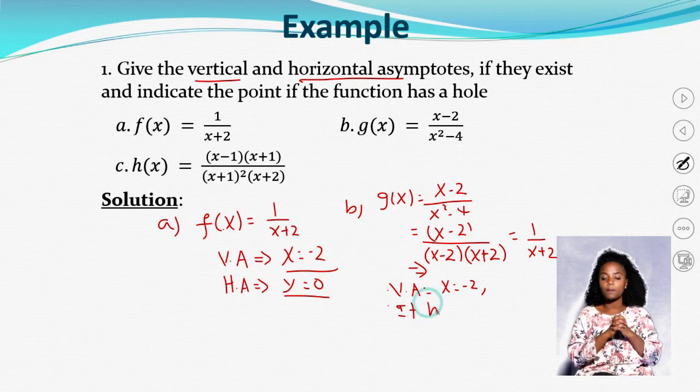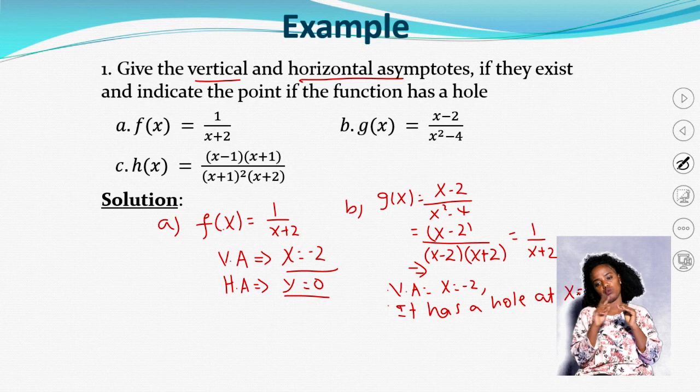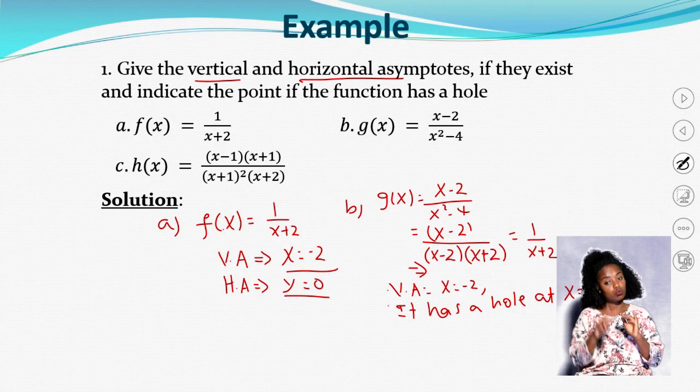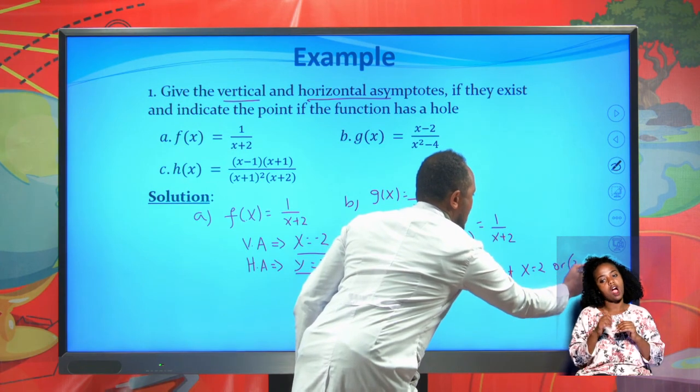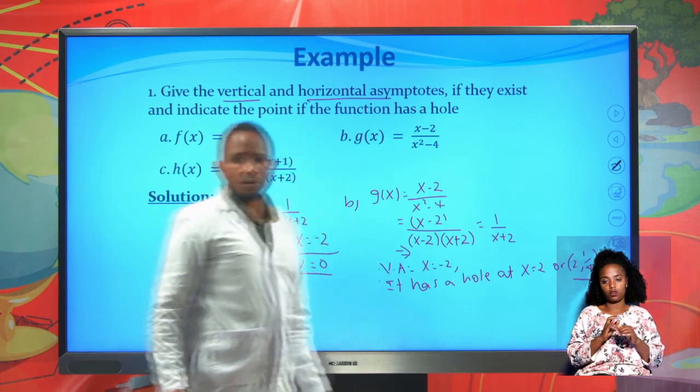The graph has a hole at x equals 2. And you can also find the point of the hole when x is 2. In our function it is 1 over 2 plus 2, which is 1 over 4. It has a hole at x equals 2, or at the point 2 comma 1 over 4.